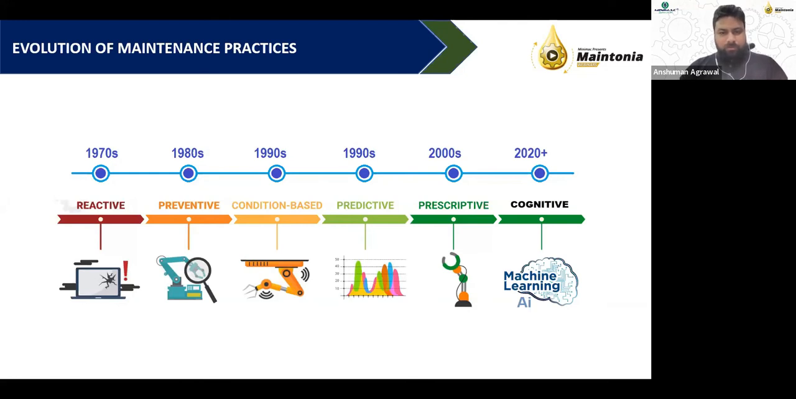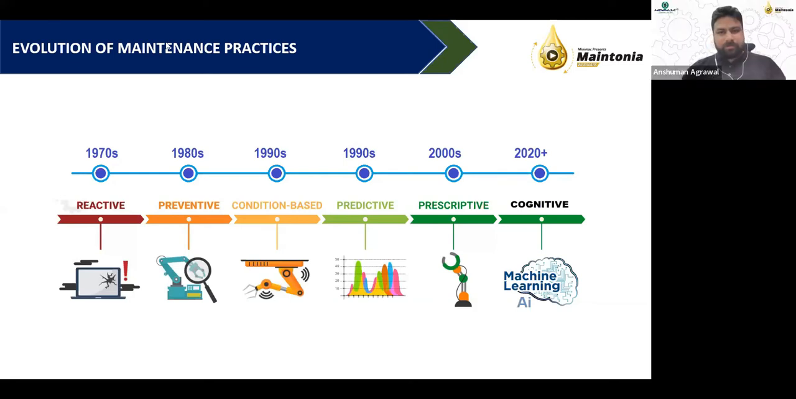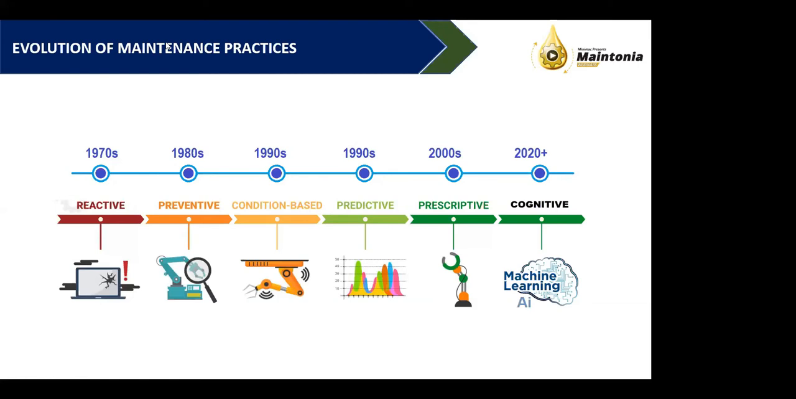So as we were talking about various types of evolution which has happened with regards to maintenance practices. Mr. Anshuman, I'm back. Can you hear me, please? Yeah, please continue. Yeah, so sorry, there is a network glitch and I was not able to overcome it.